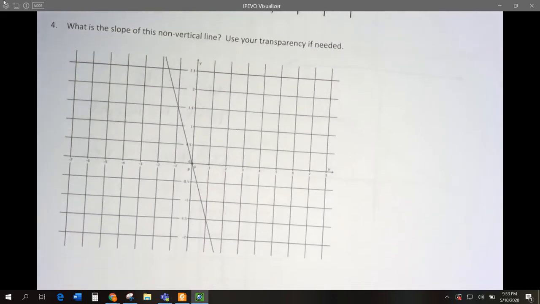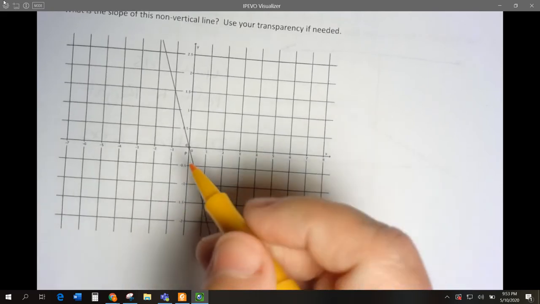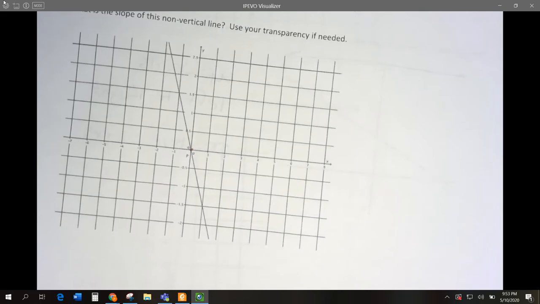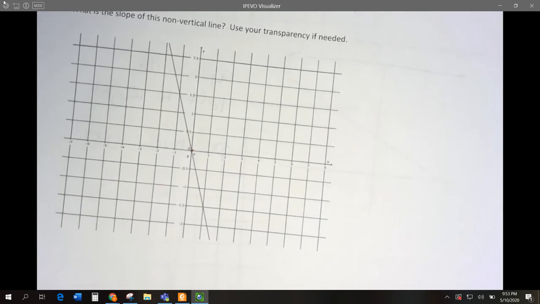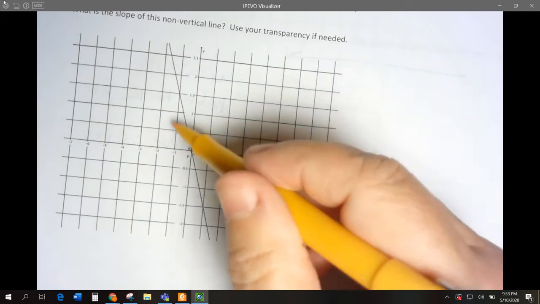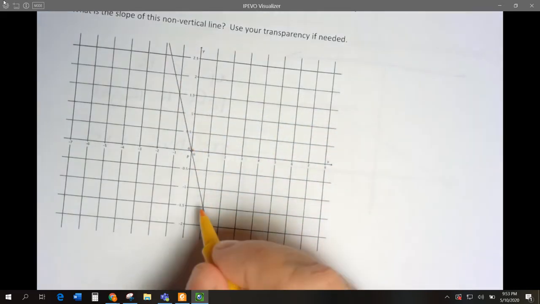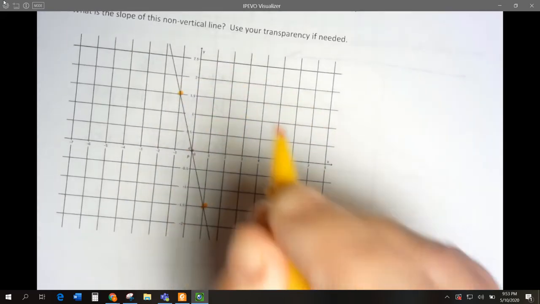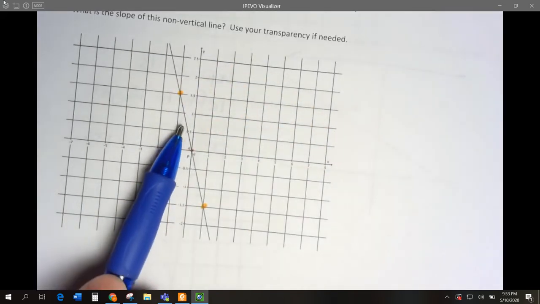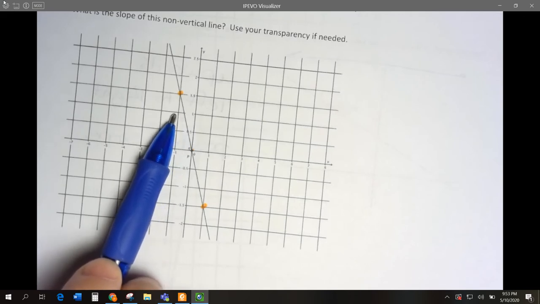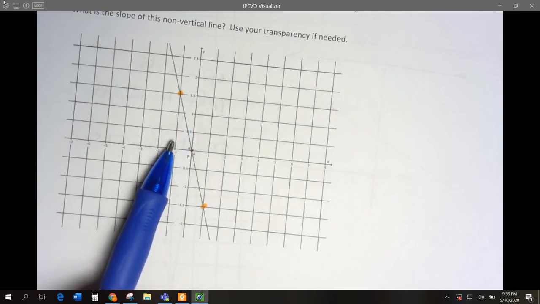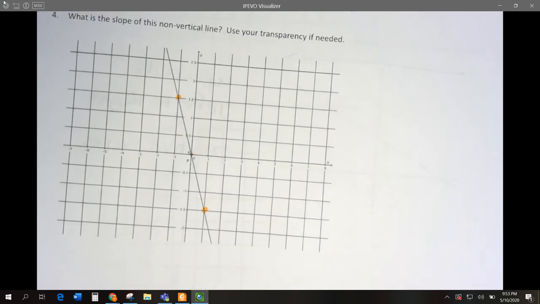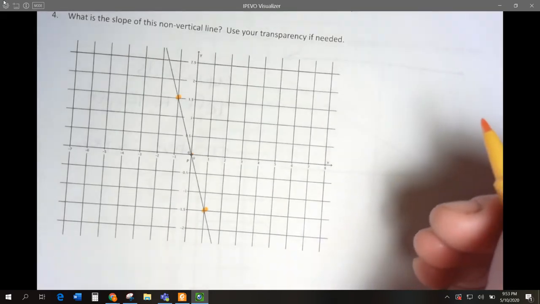Let's look at number 4. We have this point here. We do need to find another point to work with, and we want to work with a point that is at an intersection. So we could choose this point, or we could choose this point. You wouldn't want to choose this point because it's not at an intersection. We want it to be at an intersection. Okay. So here we would once again draw our rise over our run.